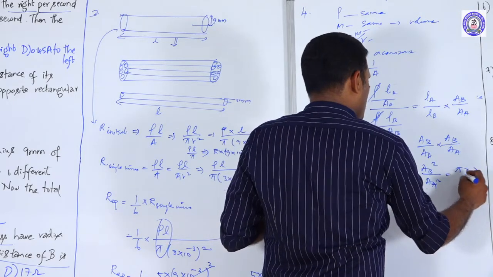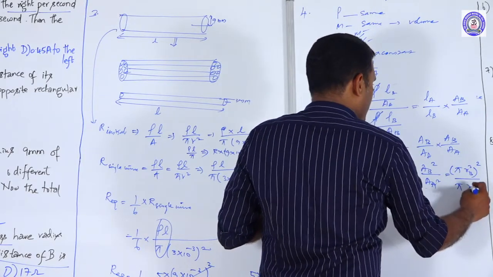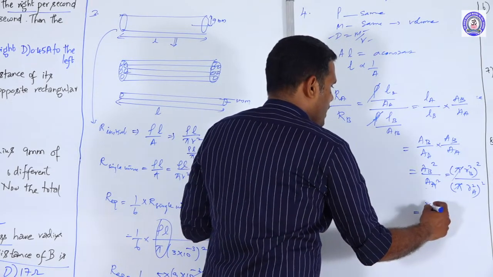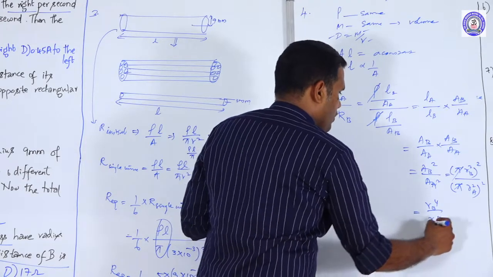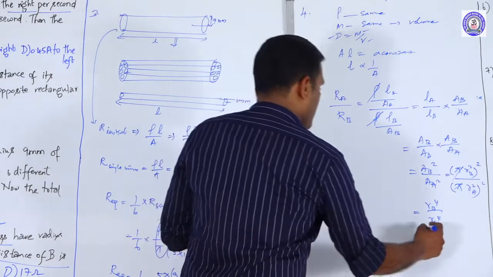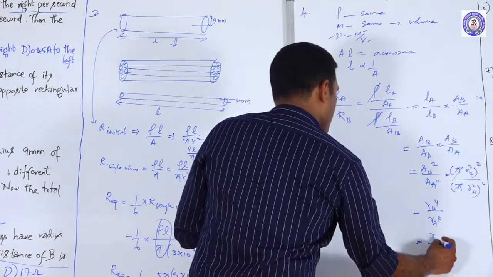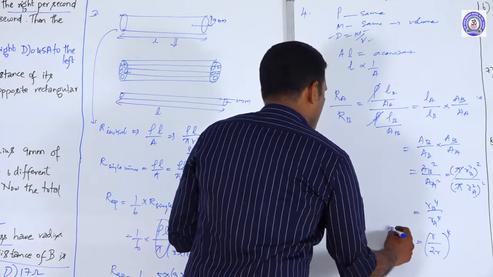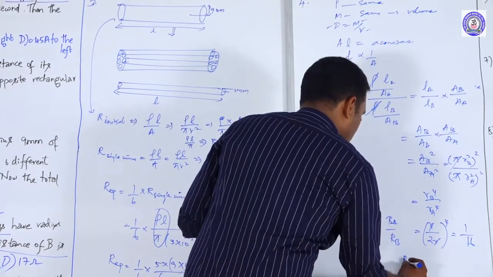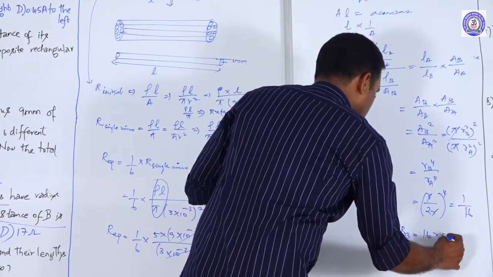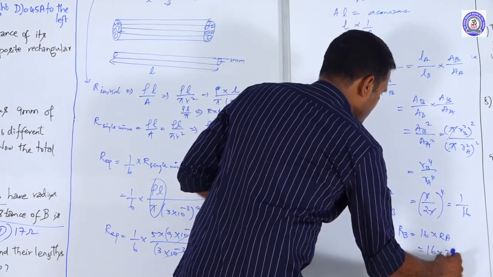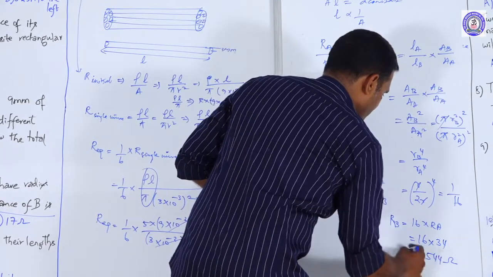Area is pi r square, so pi rb square the whole square divided by pi ra square the whole square. Pi gets cancelled out, so rb power 4 divided by ra power 4. Radius of b is r, radius of a is 2r, the whole power 4. This is ra divided by rb. This is 16. RB equals 16 into RA. RA is given 34 ohm. So 16 into 34, 544 ohm.